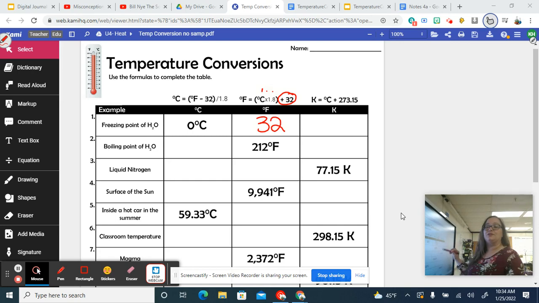Now we're supposed to get Kelvin. To get Kelvin, you take the Celsius measurement and then add 273.15. So if the Celsius measurement is 0, 0 plus 273.15 is 273.15. Easy peasy.